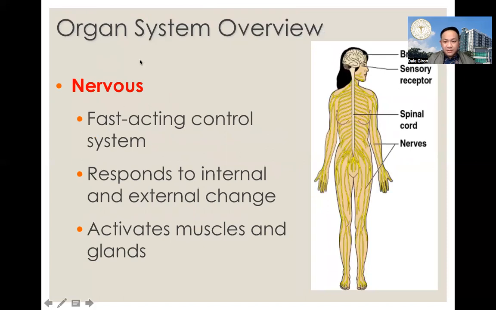Okay, obviously, from the drawing on the right side of the screen, the nervous system is composed of the brain and the spinal cord. Its function is as a fast-acting control system, responding to internal and external change, and it activates muscles and glands of the whole body. So it all comes down to the brain, which is the command center of the human body.